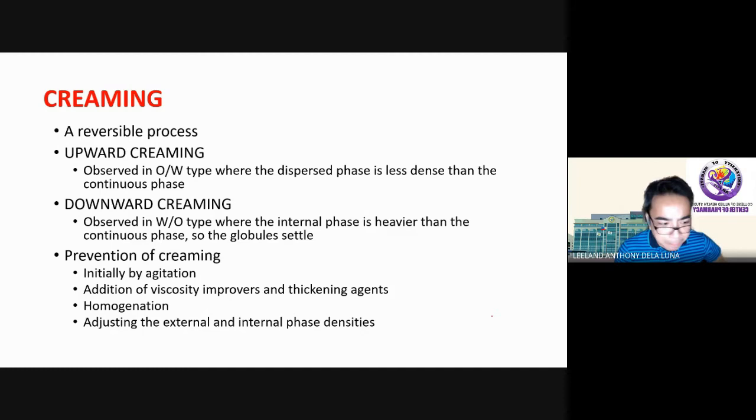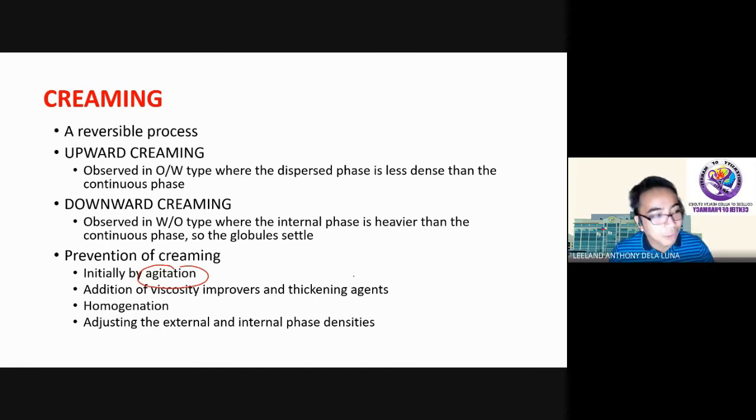Okay, how do we prevent creaming, class? Simply re-agitate the emulsion. I-re-agitate mo lang. So, kumbaga, halo-haloin mo lang ulit siya para may balik sa homogeneous appearance yung emulsion natin. Okay, pwede rin naman magdagdag ng viscosity improvers or thickening agents. Okay, homogenization, meaning kailangan i-mix mo lang ulit ng maigi-maigi. Or simply class adjusting the external and internal phase densities. Okay, you can change the densities. Pero again, class, for creaming, isa lang naman ang solution ng kadalasan dyan, just agitate.